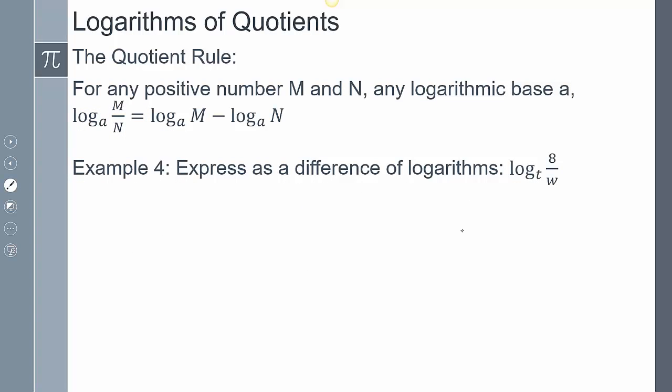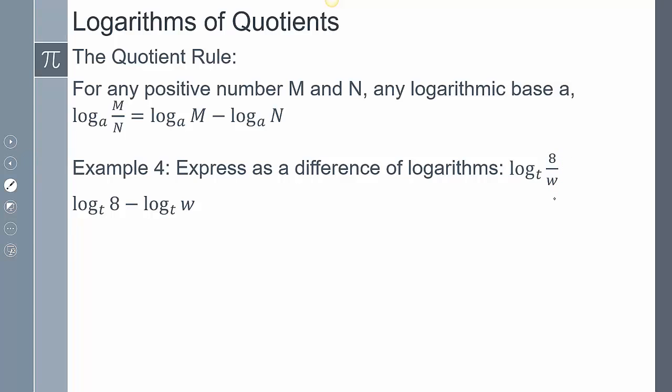The third rule is the quotient rule, and it says that if I have log base a of m divided by n, this is going to be log base a of m minus log base a of n. So if I wanted to express this as a difference of logarithms, log base t of 8 over w, I can say that's log base t of 8 minus log base t of w.